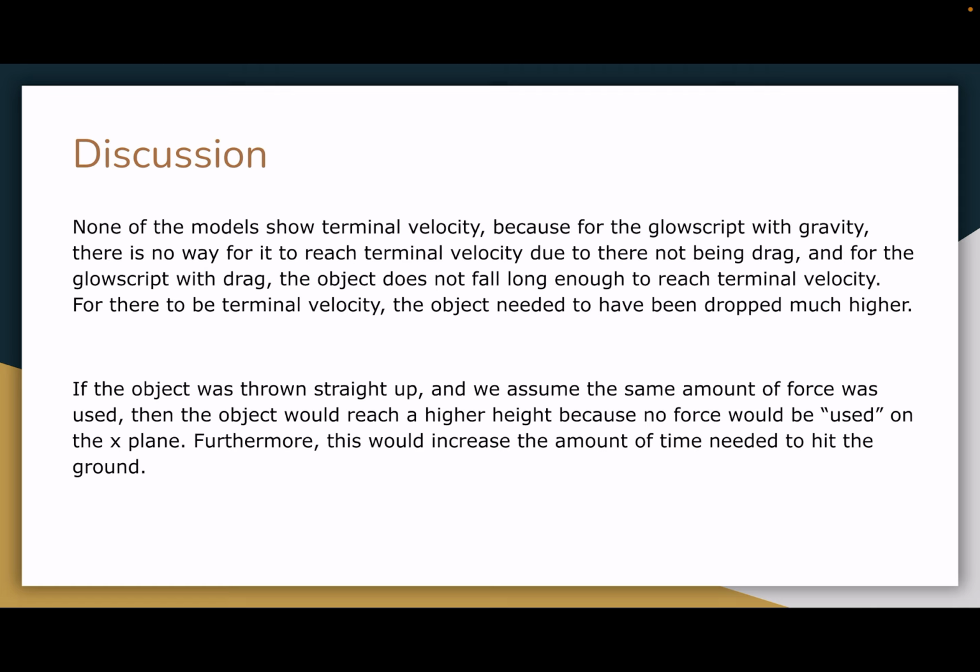For our discussion, none of the models show terminal velocity, because for the GlowScript with only gravity, there's no way for it to reach terminal velocity due to there not being drag. And for the GlowScript with drag, the object does not fall long enough to reach terminal velocity. For there to be terminal velocity, the object needed to have been dropped from much higher, which we could have altered in the experiment.